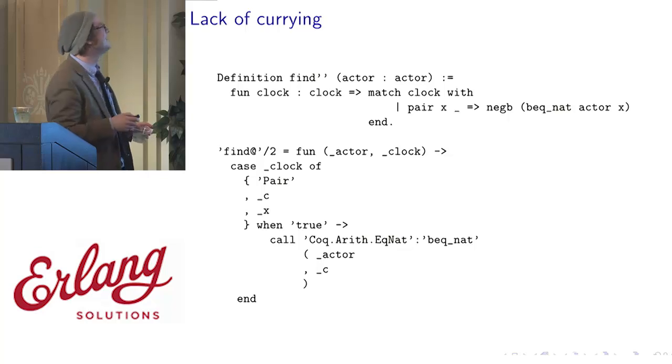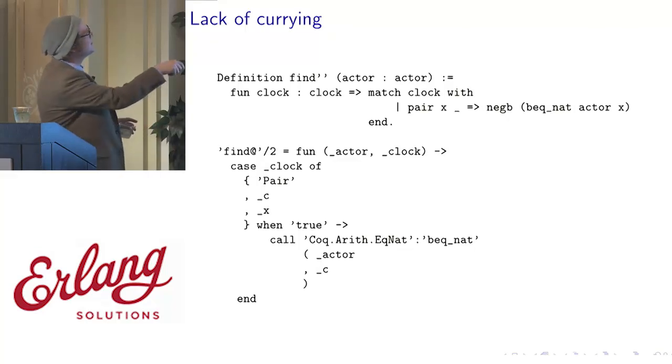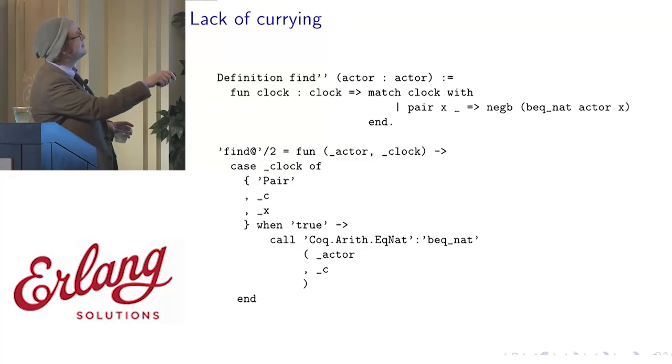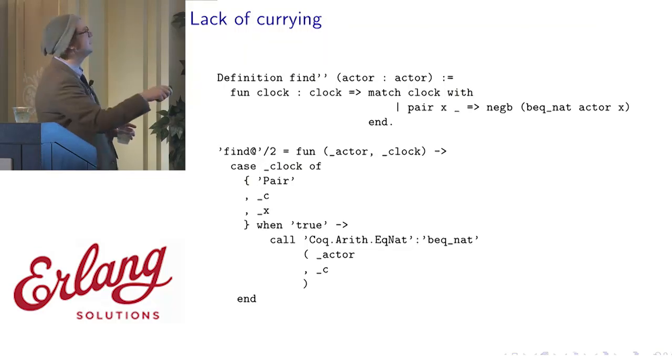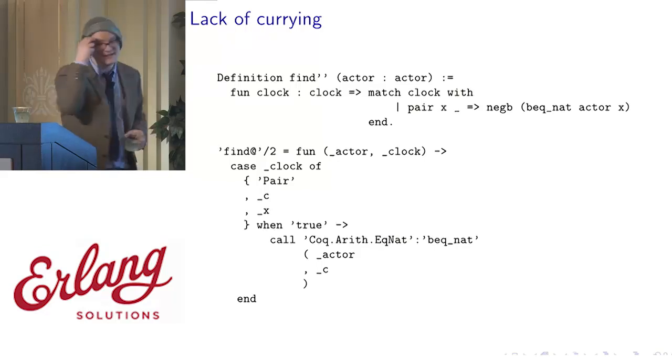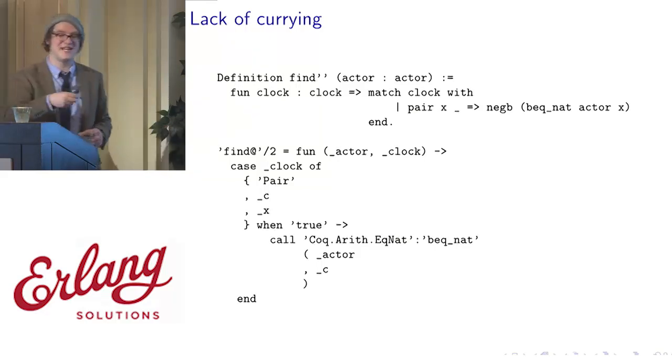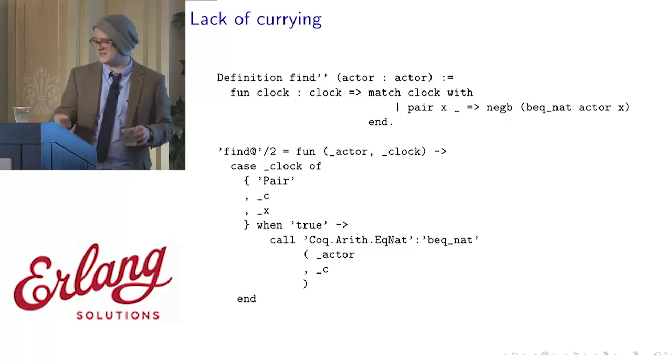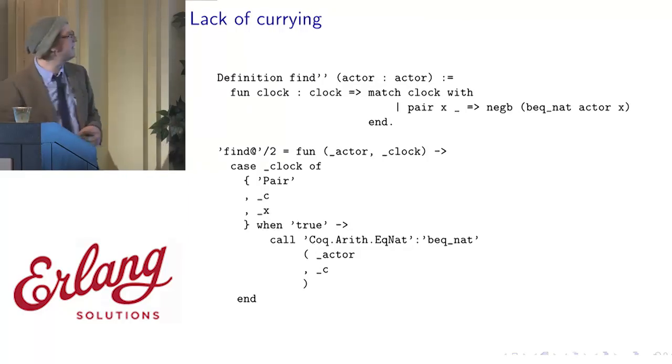Lack of currying. So here's an example. Here's our function as we defined it in Coq. It's a find function that takes an actor, and it returns a function that takes a clock. And this is the helper for the find function that basically takes a clock, returns type clock, and it matches and just says, hey, does the actor match? Is this clock actually the one I'm looking for or not? So it's just a simple test function, simple predicate.